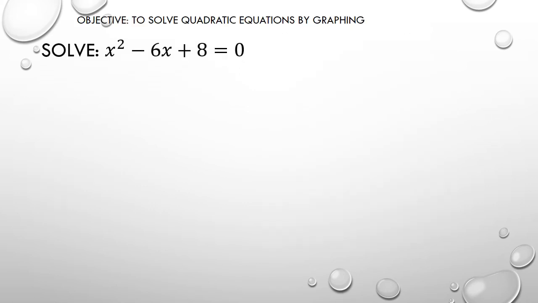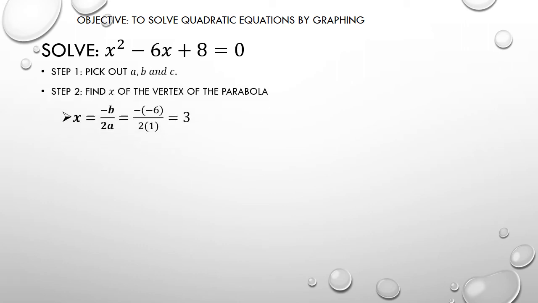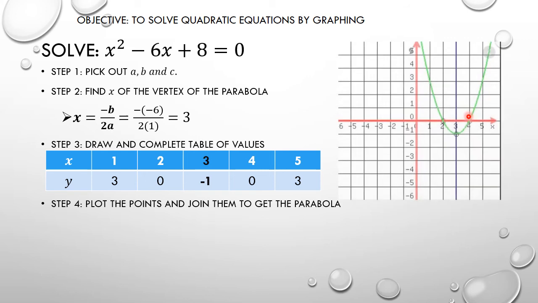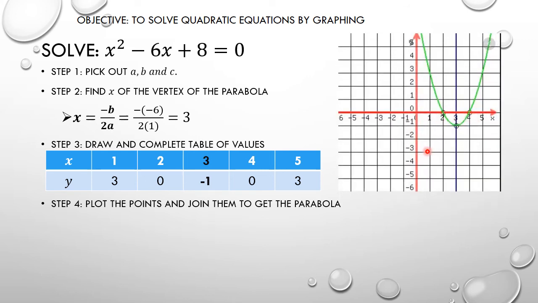Now, what if the equation is given to you as x² - 6x + 8 = 0, and I tell you solve by graphing? The graph is not given to you. All you have to do is to graph it by yourselves following the 4 steps that were explained in the previous lessons. Step 1, pick out a, b, and c. Step 2, find x of the vertex. Then draw and complete a table of values. Remember to put x of the vertex in the middle, 2 points before it, 2 points after it. Plot the points and join them to get the parabola. This is the parabola. Now I can take out the solutions or the roots or the zeros.